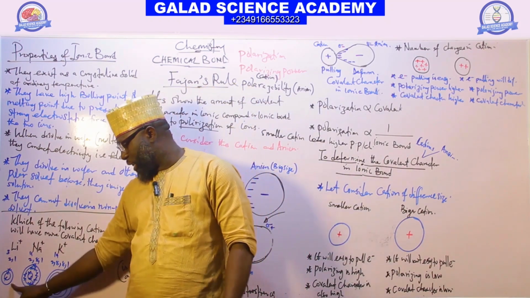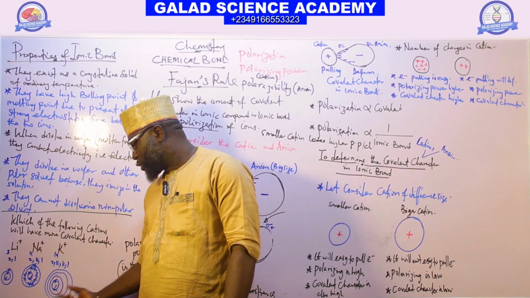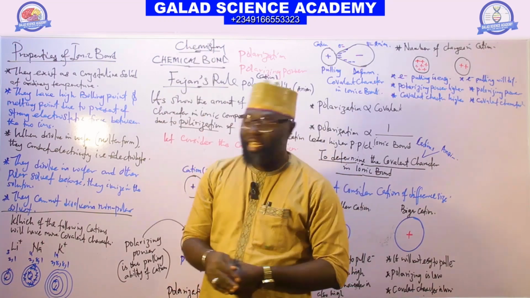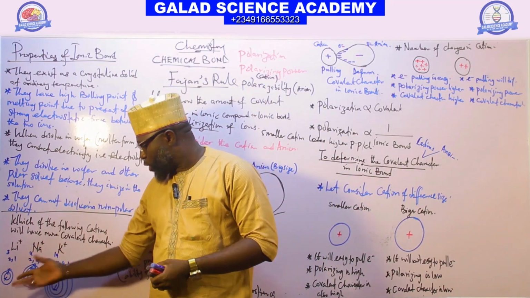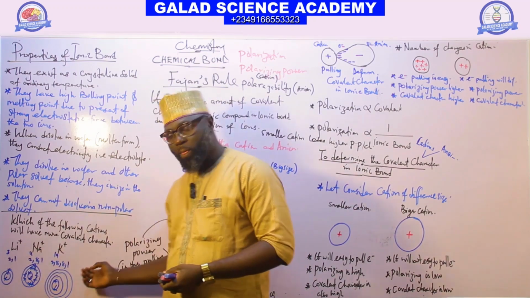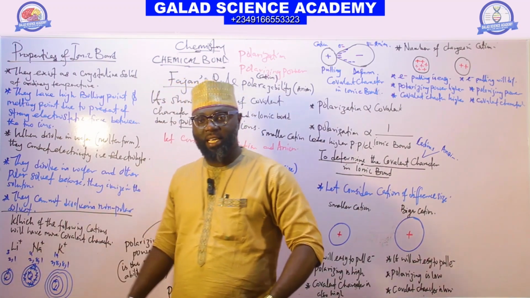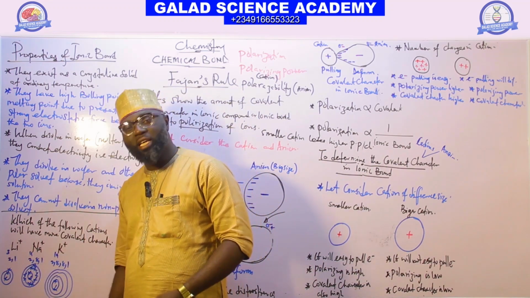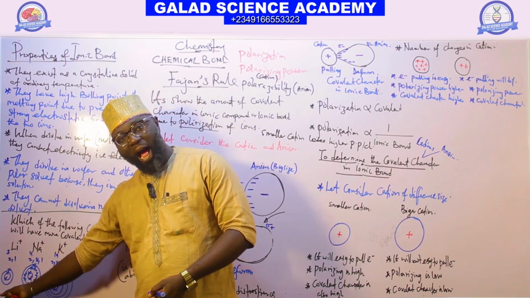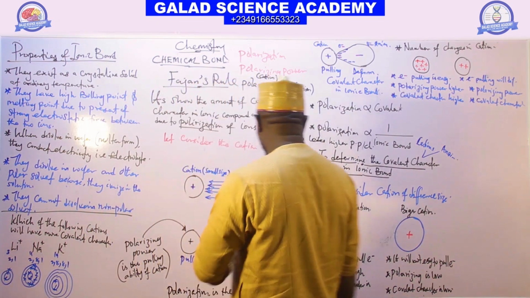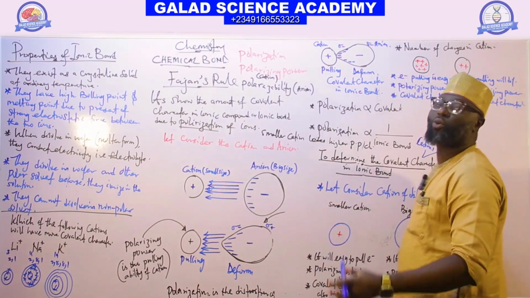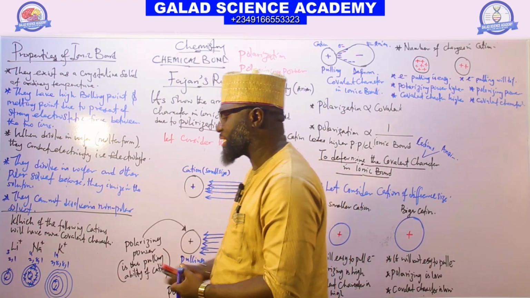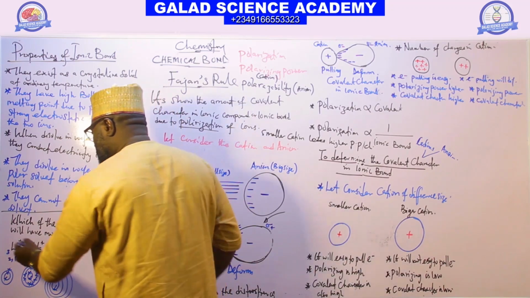So this one has 2 shells, 3 shells, 4 shells. Which of the three do you expect to have a big size? The atomic size increases down the group. So with these three elements, potassium has the bigger size, followed by sodium, and lithium has the smaller size. The cation that has the smaller size is the one that has the higher polarizing power, the one that has more covalent character.